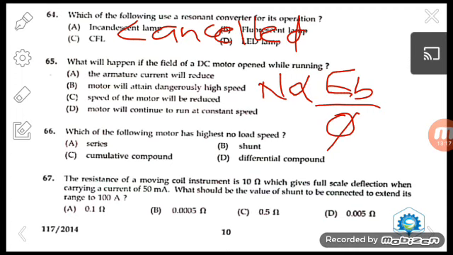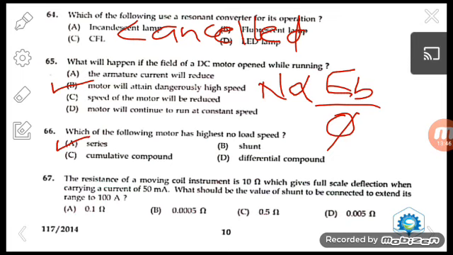So here, when the field is open, the flux reduces to 0. When the flux reduces to 0, the speed will dangerously increase. So option B is correct, that is, the motor will attain dangerously high speed. Next one is, which of the following motors has the highest no load speed? So option A is correct, that is, the series motor will have the highest no load speed.